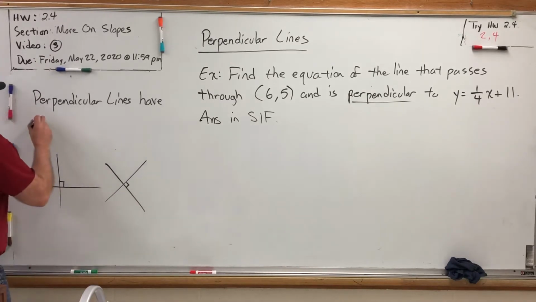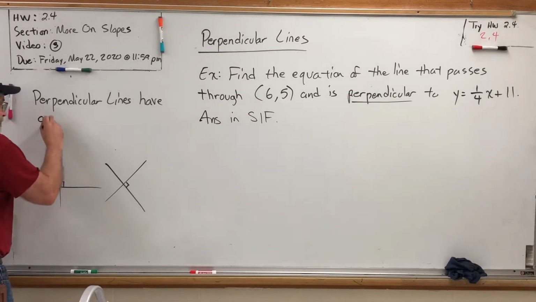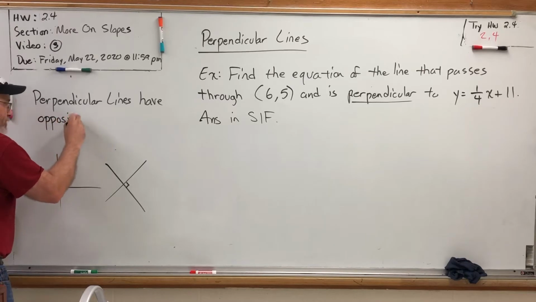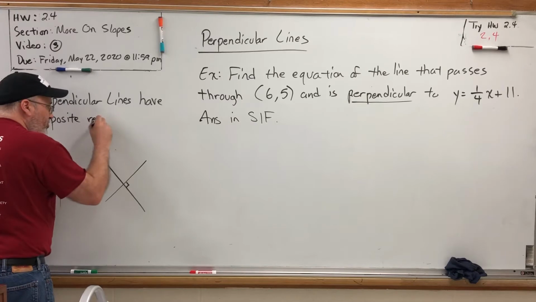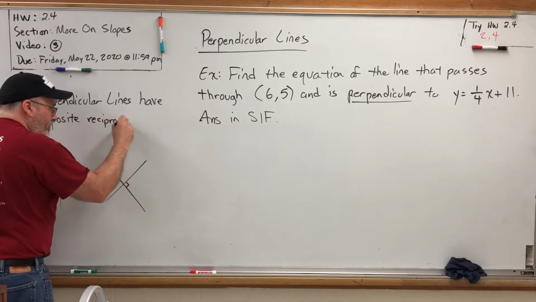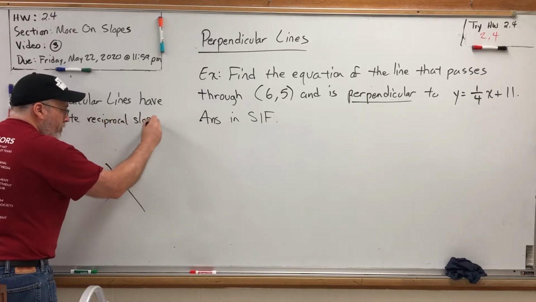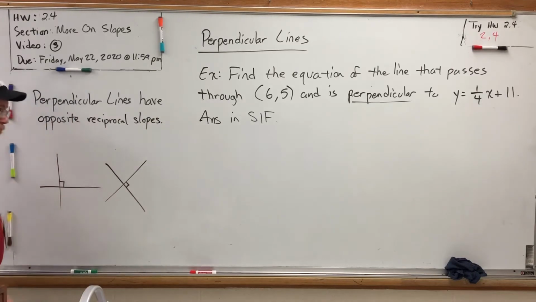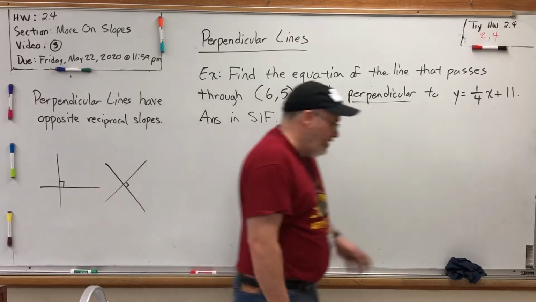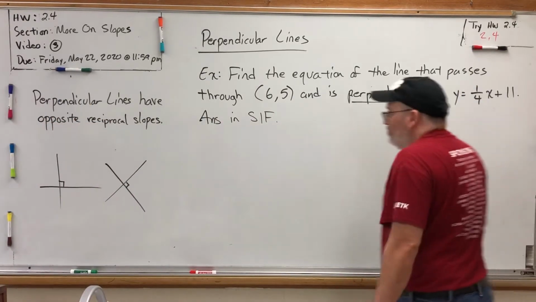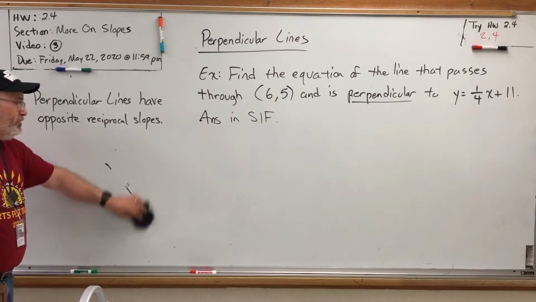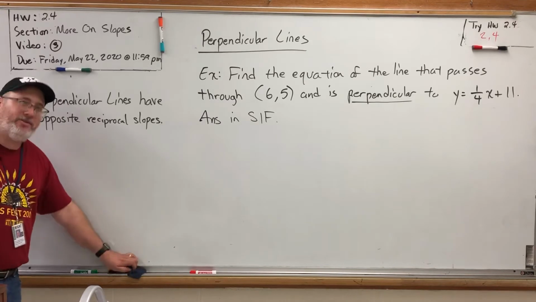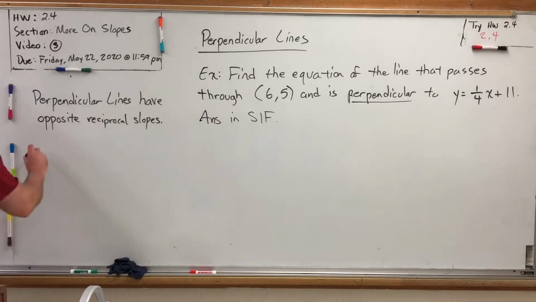Perpendicular lines have opposite, meaning one is positive and one is negative, but there's more, reciprocal slopes. Reciprocal meaning you turn one of them upside down as a fraction to get the other. So if you know the slope of one line, you can get the slope of a perpendicular line by doing two things: changing its sign and turning the fraction upside down.